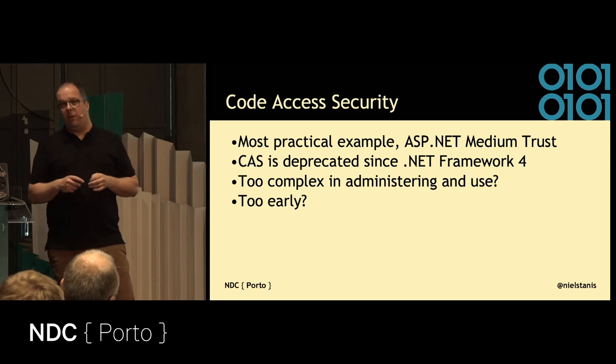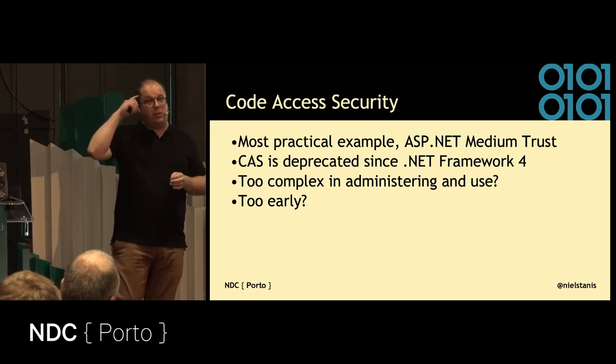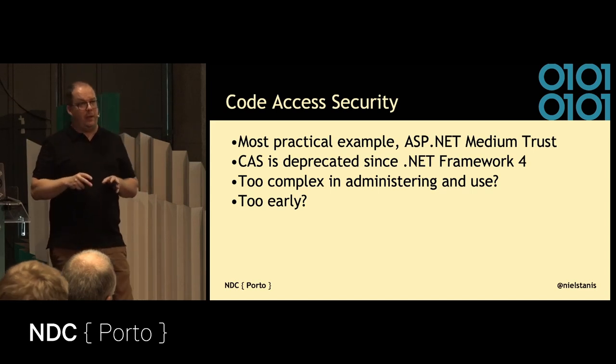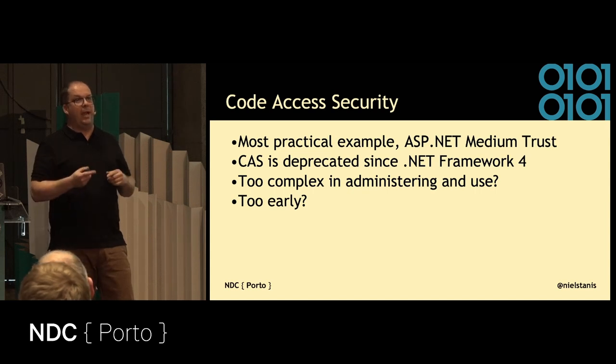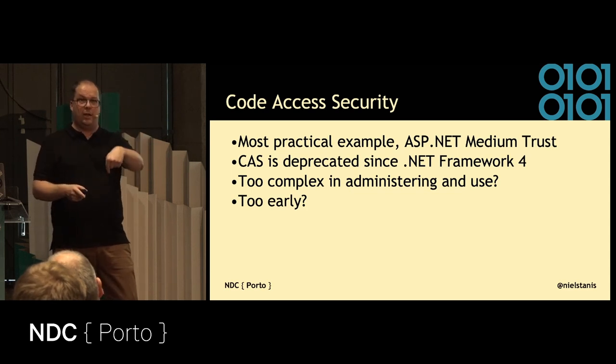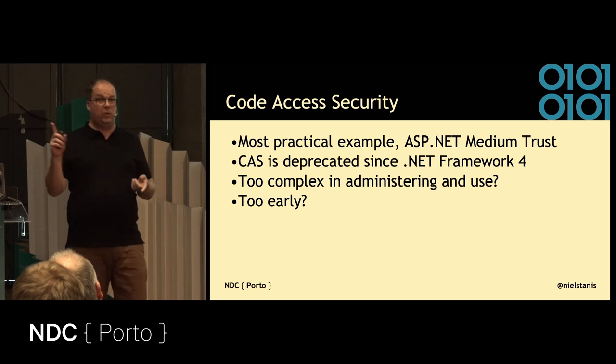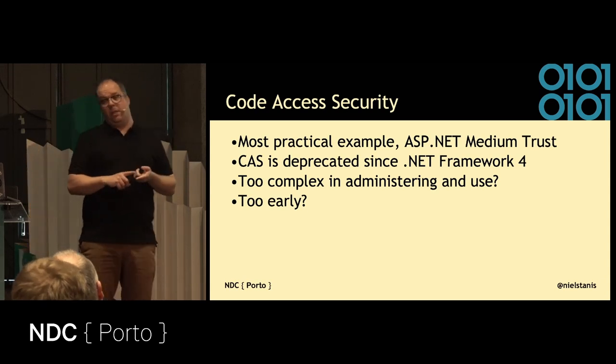I think with code access security, the most practical example you probably have run into is medium trust with ASP.NET, right? At some point you could set that in the web config, and that would allow people in a shared hosting environment, for example, not to access temporary files. Because in the early days, a web hoster usually had one IIS running with all customers inside of it. And if I put in an ASP.NET app, I could just access all the files of the other web applications as well. So that was a good feature. But as I said, it was probably too complex to administer and to work with.